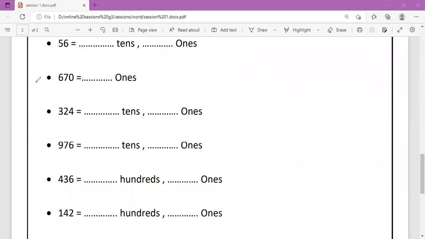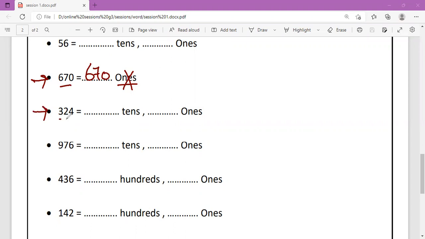Okay, we have 670. What about ones here? I know that once you can cancel it and put nothing. So 670 equals what? It equals the same number, 670.